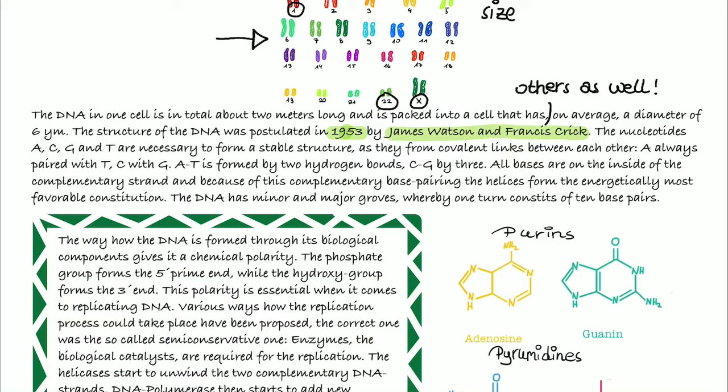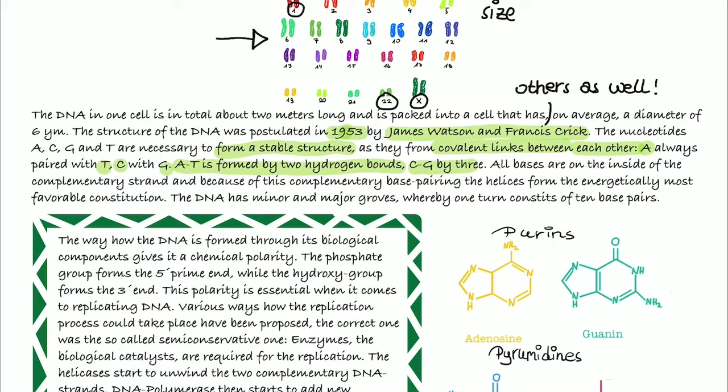Of course, we need stable interactions for the DNA. So there have to be bonds between the nucleotides. A always pairs with T, C always with G. For an A to T bond, we only need 2 hydrogen bonds, whereas we need 3 for a G to C bond.